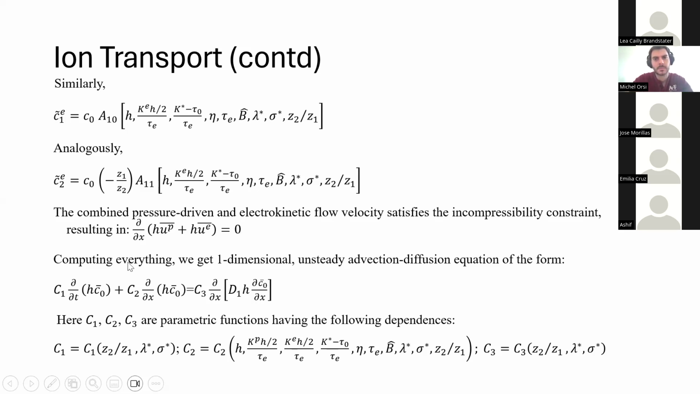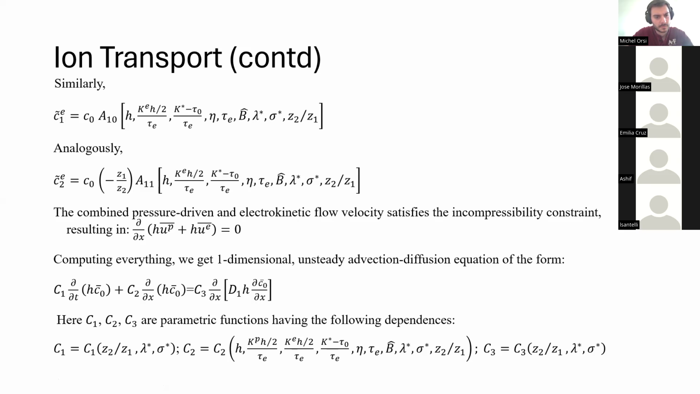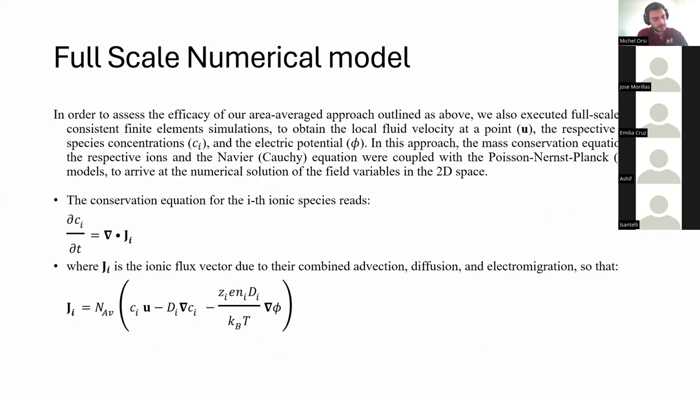So computing everything, we get a one-dimensional unsteady advection diffusion equation of the form C1 del del T of HC0 plus C2 del del x of HC0 equal to C3 del del x of the diffusion term, where C1, C2, C3 are parametric functions evaluated numerically from a lookup table. This equation is numerically solved by a sixth order compact difference scheme in space and a fourth order Runge-Kutta scheme in time. Then we move on to the full-scale numerical method.